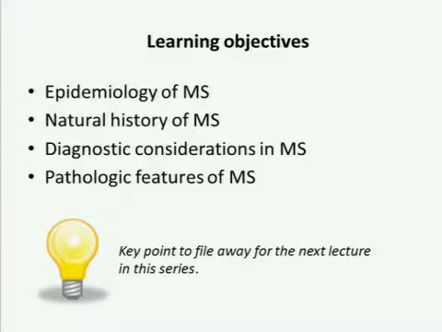So we're going to talk about the epidemiology of MS. We're going to talk about the natural history of MS. We're going to look at how to diagnose the disease, and then we're going to look at pathologic features. And this talk is part of a series on CNS demyelinating disorders. So the purpose is to set up a foundation for the next talk, which is going to be on the treatment of MS. So there won't be a lot on treatment here, but when you see the light bulb, that's sort of a point to file away for the next lecture by Dr. Stobie.